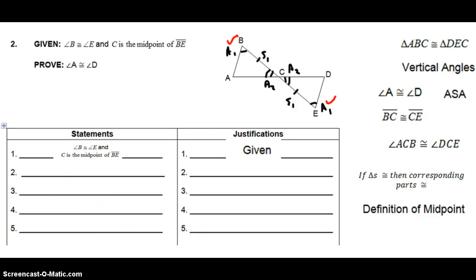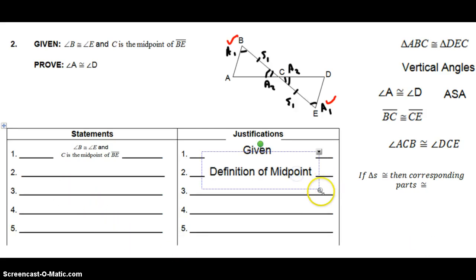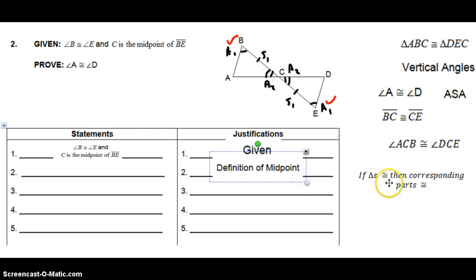I'm going to go ahead and use the definition of midpoint. We knew that C was in the middle, which tells us that BC and CE must be congruent. Okay, that's what it means to be in the middle, is you split them into congruent parts.